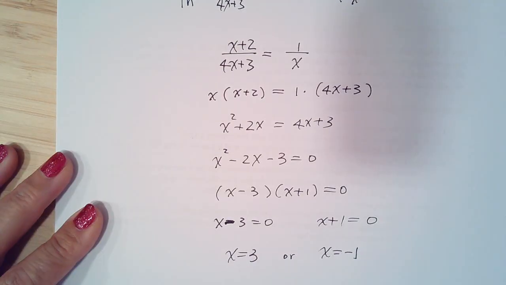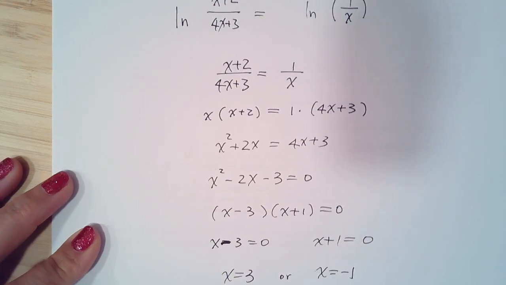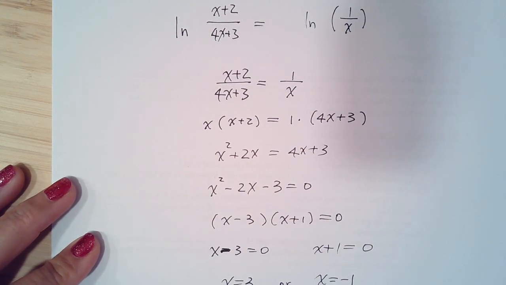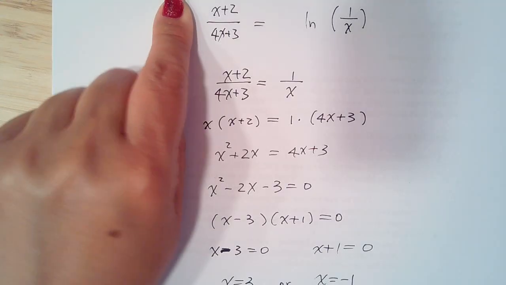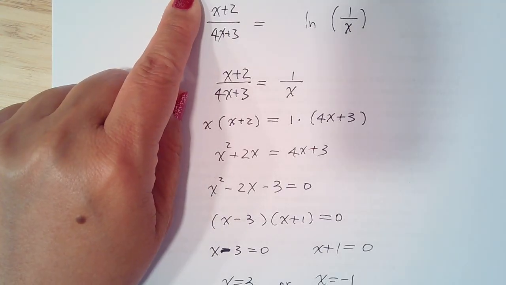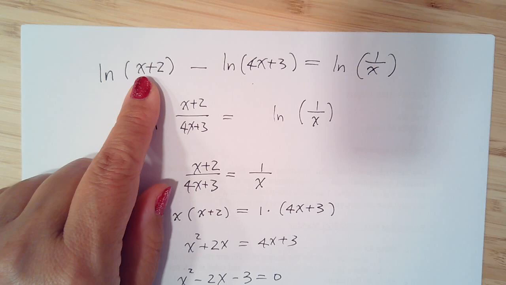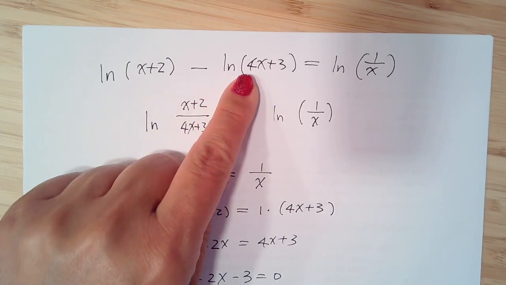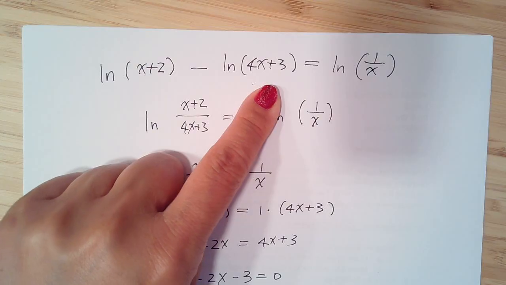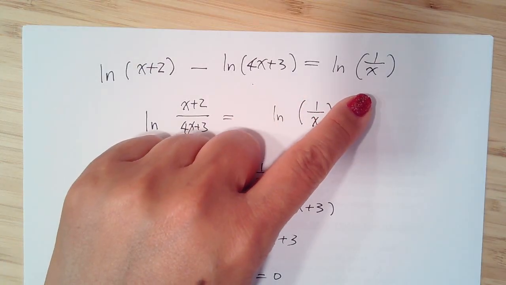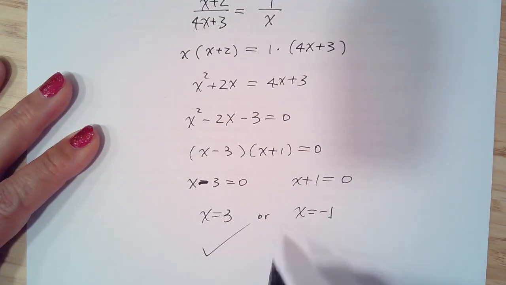Again, this is a log function. So you have to bring the number back to your equation to check. When x equals 3: 3 plus 2 is 5, no problem. 3 times 4 plus 3 is also a positive number. And 1 over 3, that's good. So this is good, okay?